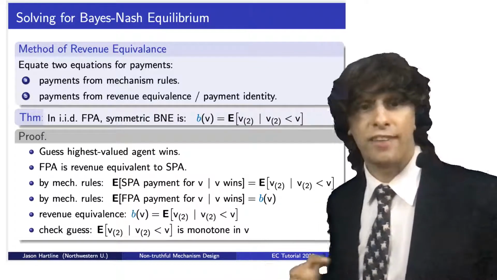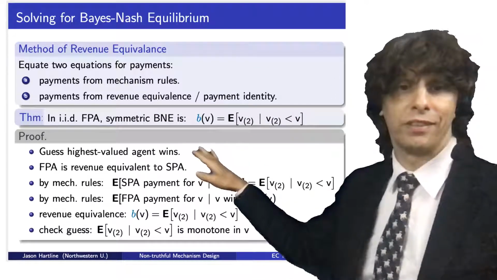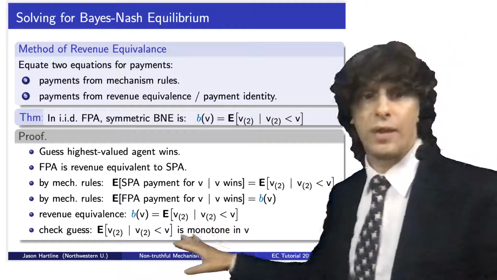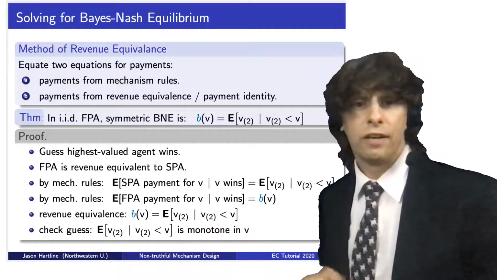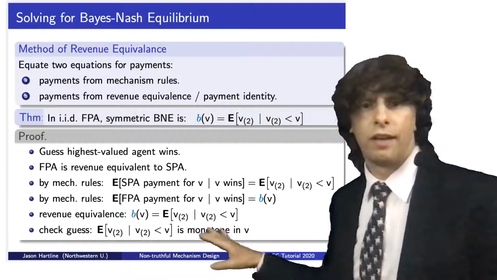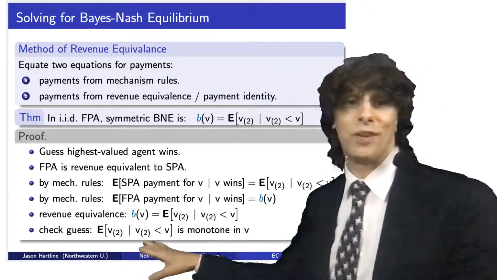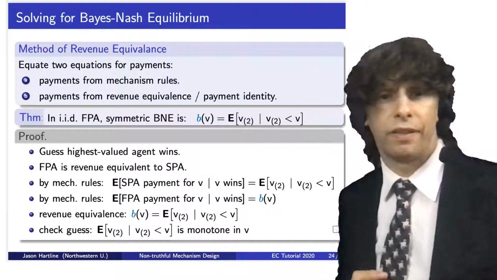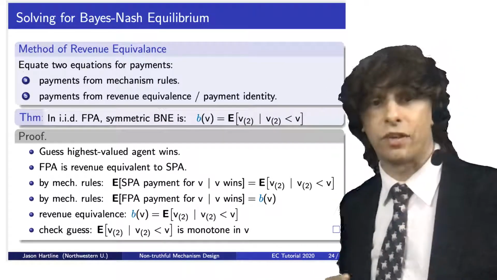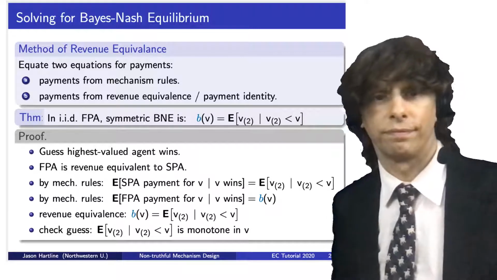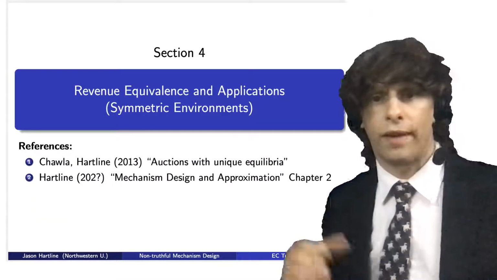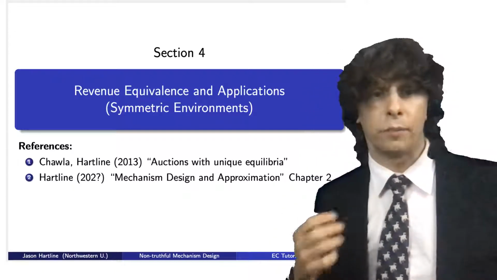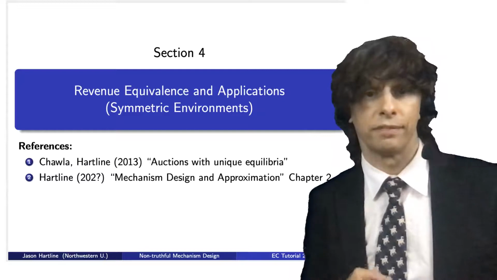It remains to check that our guess at the beginning was correct. Okay, so we guessed the highest valued agent wins, and so we need to now check our guess. So indeed, for continuous valuation distributions, this function, the expected second highest value conditioned on V being the highest value, is monotonic in V. Therefore, the highest valued agent wins, and our guess is correct. Okay, so we saw how to use revenue equivalence to solve for the symmetric equilibrium in a first price auction.